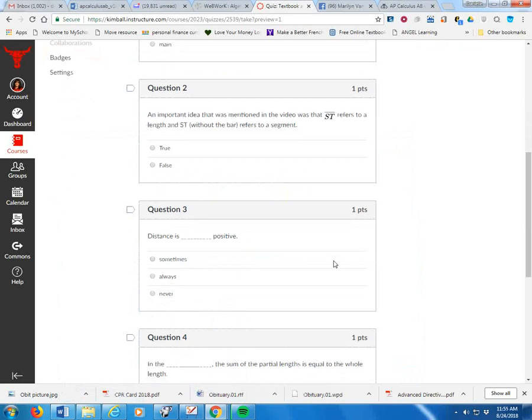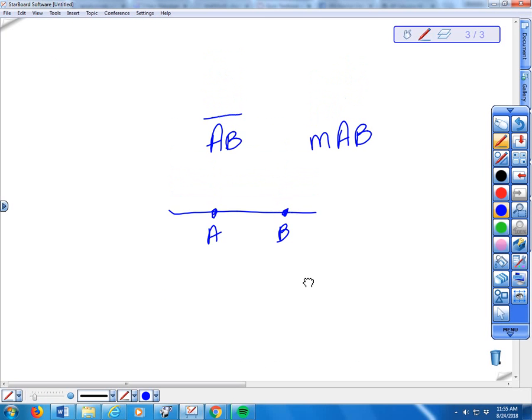Question 2, an important idea that was mentioned in the video was that segment ST refers to a length, and ST without the bar refers to a segment. That's false. It's opposite. Okay, again, if I'm talking about the segment AB, if I want the measure, another way I could write that is there without the bar. So this equals that.